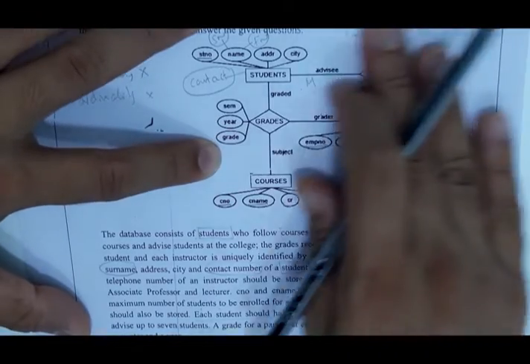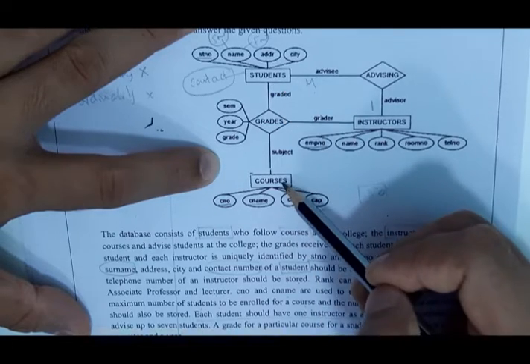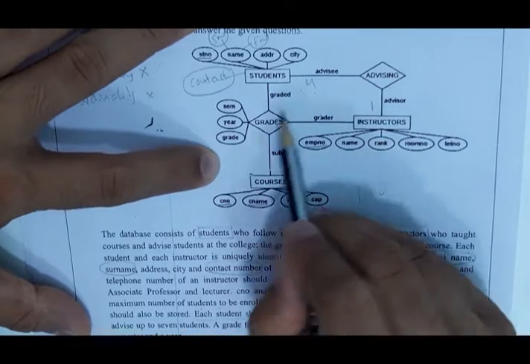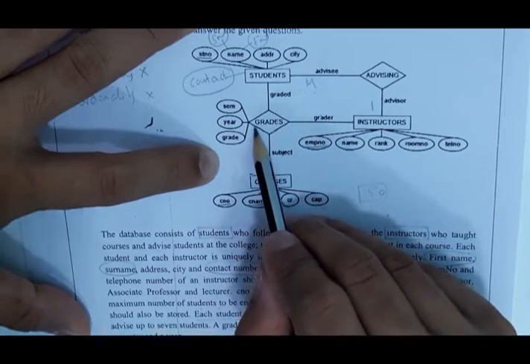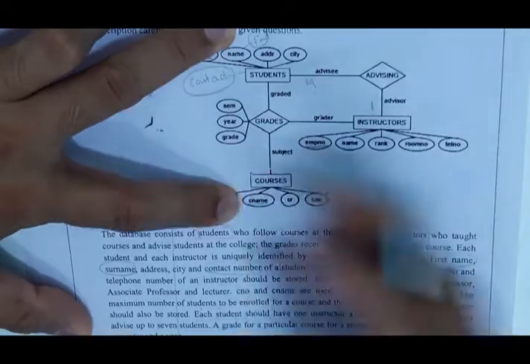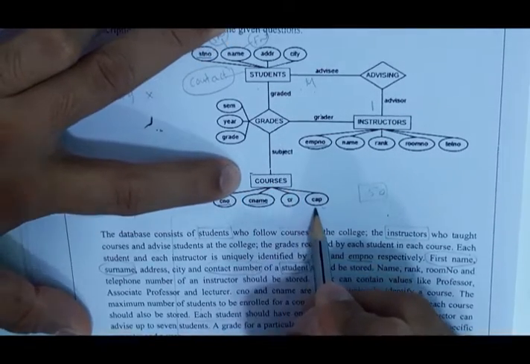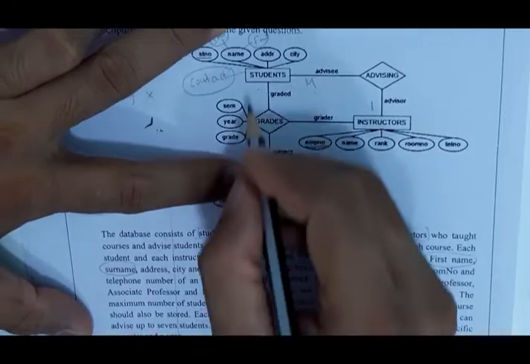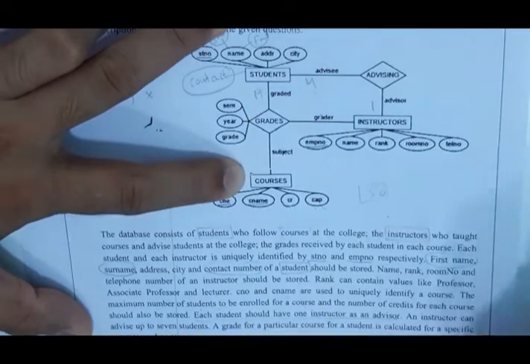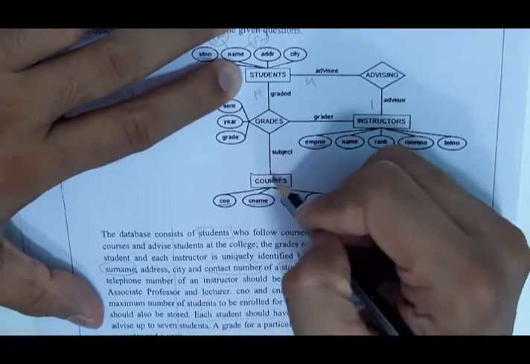we don't have many other instructions given. So now we have to judge the cardinality for students, courses as well as instructors. The ternary relationship has to be prepared. But no direct clues were given. Now we'll go. They have told that maximum number of students per course is there. That means one course will have many students.